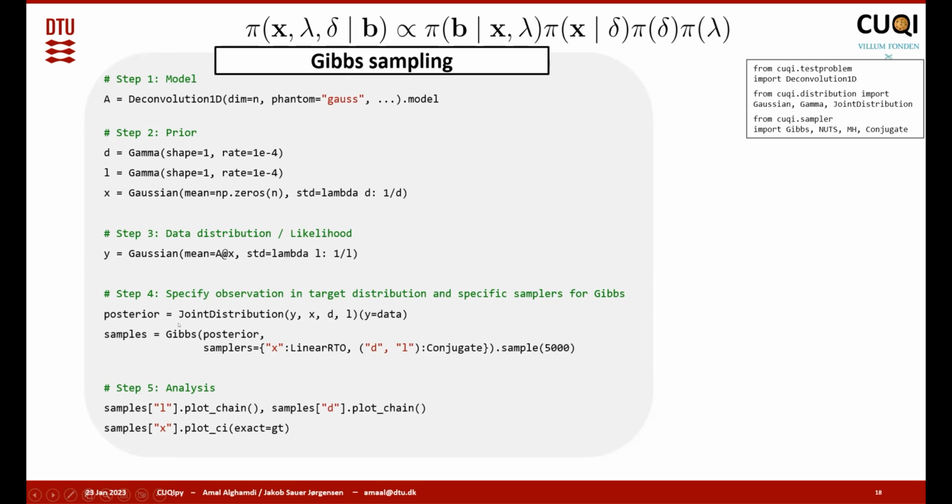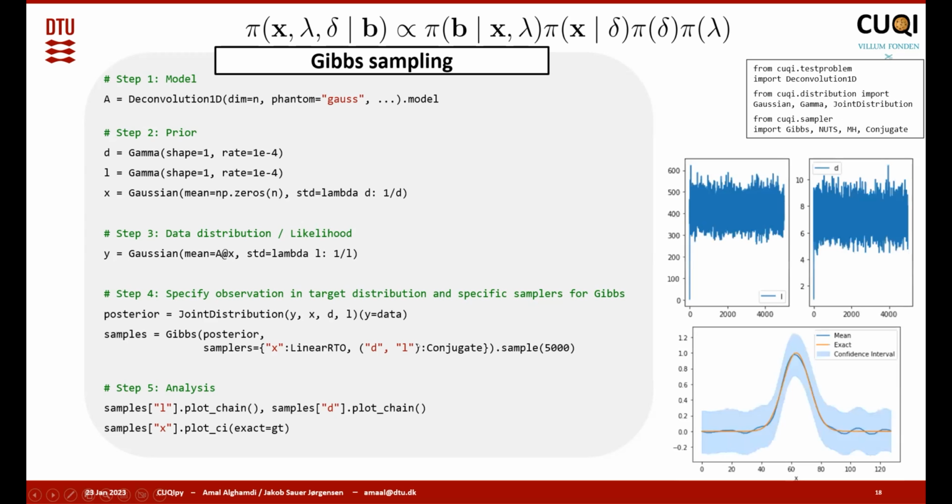And then we skip samplers for this, and we can specify some particular configuration on what to use to sample each parameter. And here, for example, we plot the hyperparameters as a chain plot, and then we plot the x, or the solution, as a credible interval plot.